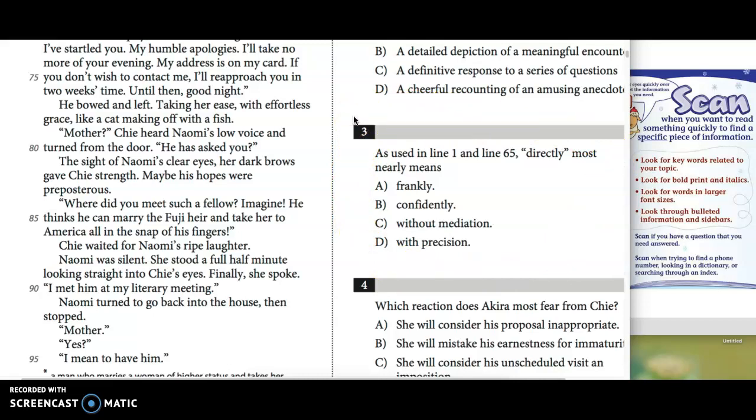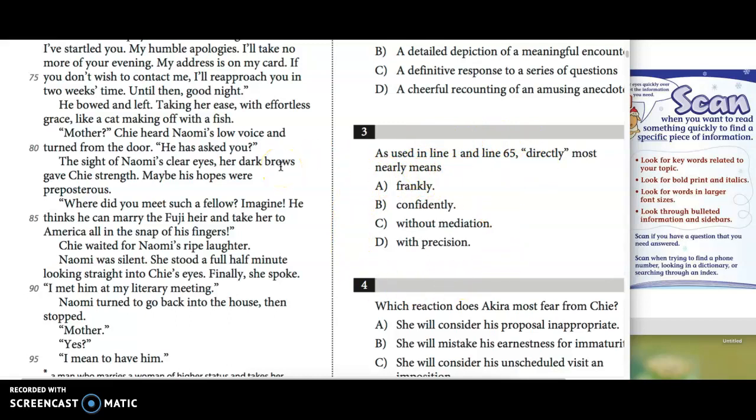You've probably already read the text, so you've skimmed it a little bit, you've read it, but we're going to answer this question. As used in line 1 and line 65, "directly" most nearly means. So we are looking for this word. We have to scan the text to find the word directly. The cool thing is that it told us that it's in line 1 and in line 65. So we need to find that word. We need to scan the text for those lines. And then we need to find that word and then use context clues to answer the question.